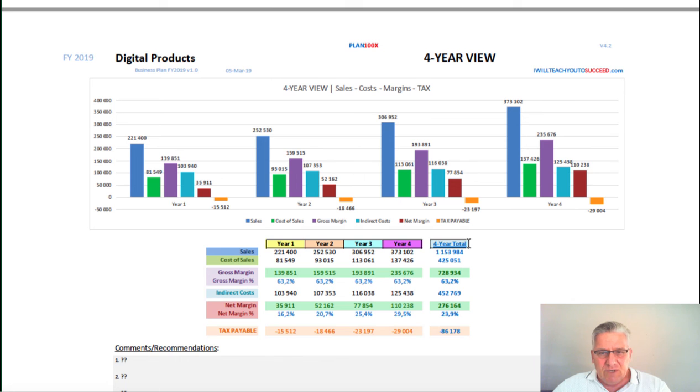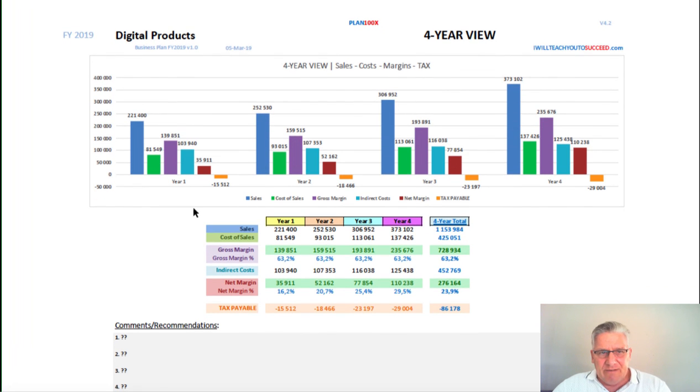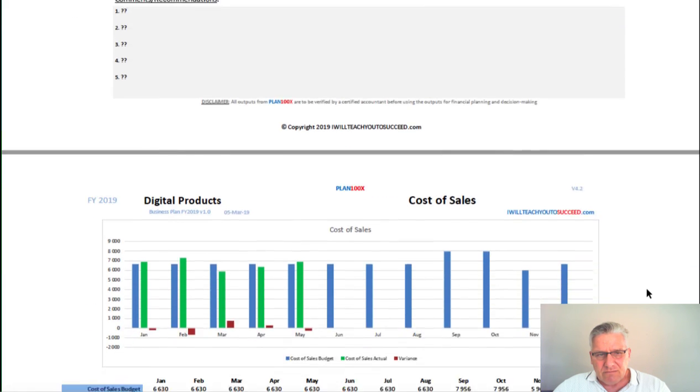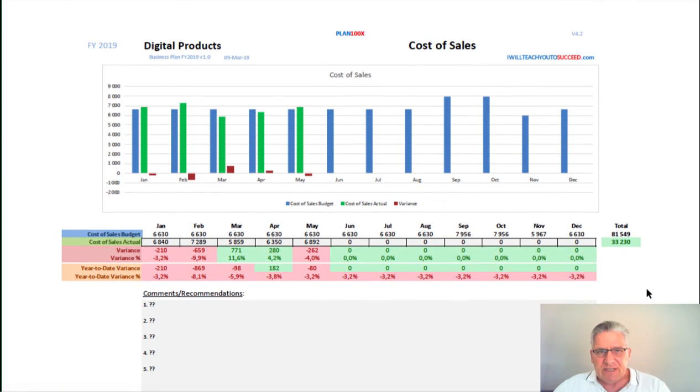The 4-year view, which is what I love, very simple, clean, easy to see on a year-by-year basis whether you're going to be making money. Also highlighting, of course, the orange below the line being your tax payments. Cost of sales.